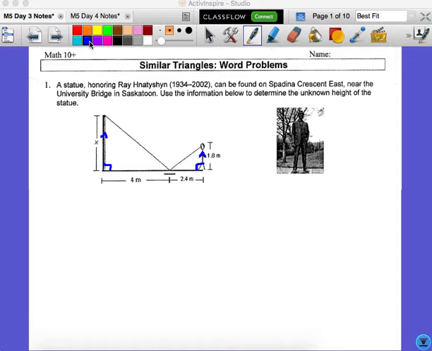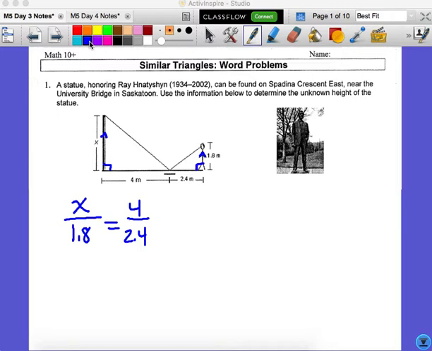So if we're trying to figure out how big this is, I can set up x over 1.8, so vertical over vertical, would equal the horizontal over the horizontal. And then I can solve for how tall this statue actually is.